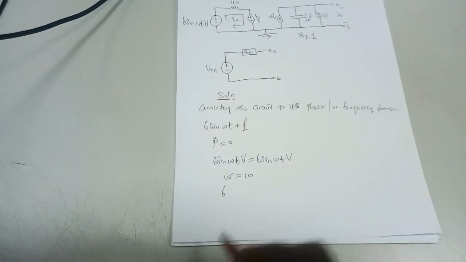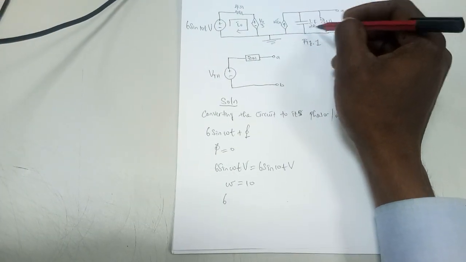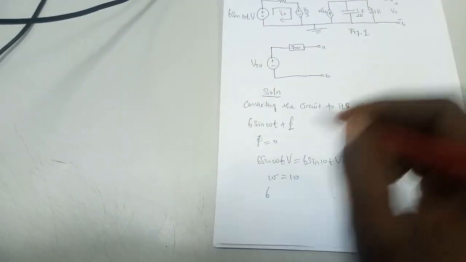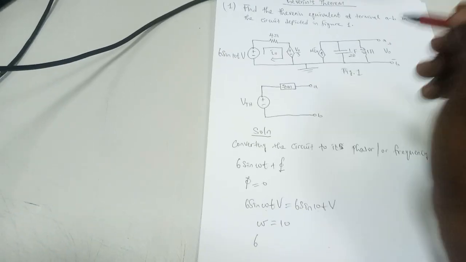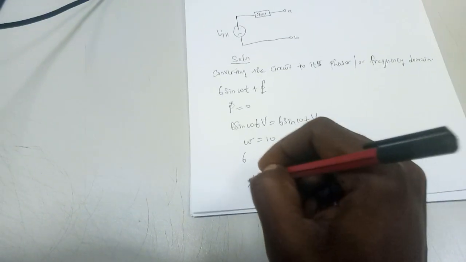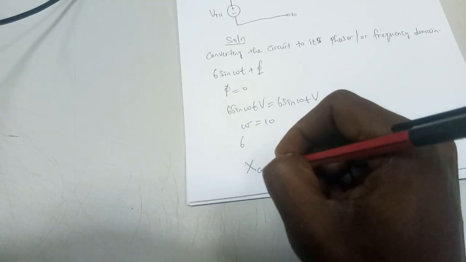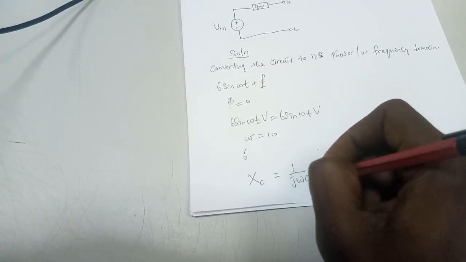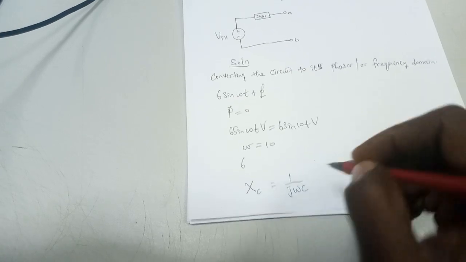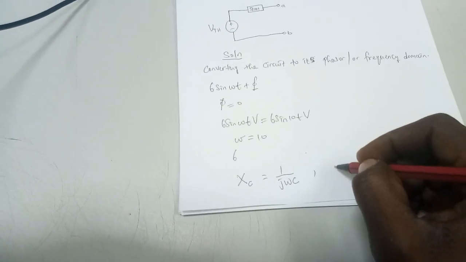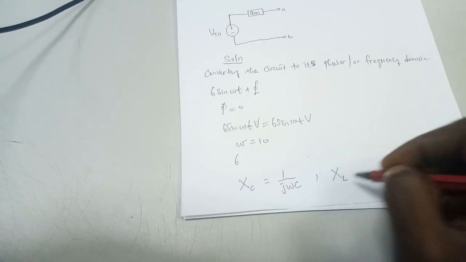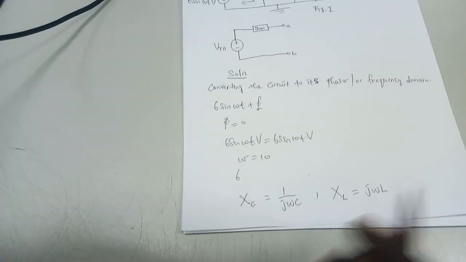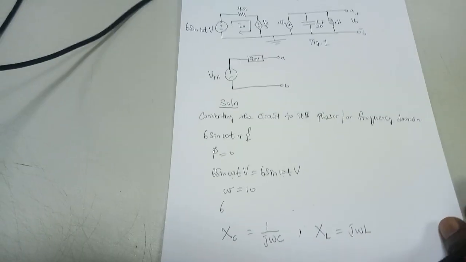So we are going to obtain the reactance of each component here. The capacitive reactance XC is expressed as 1 over j omega C, where C is the capacitance, and the inductive reactance XL is equal to j omega L. So we are going to substitute these values.